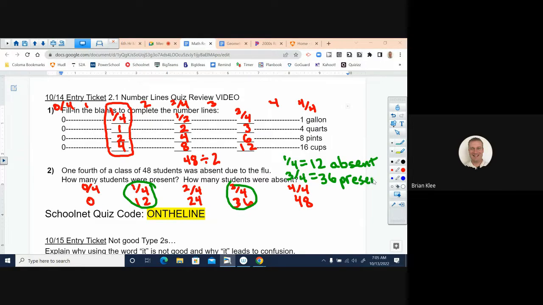One other way of maybe getting to that 36: once I know that 12, if I do 48 minus that 12, that would get me the 36 that's there.